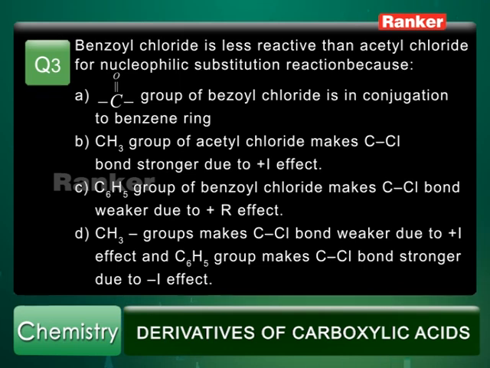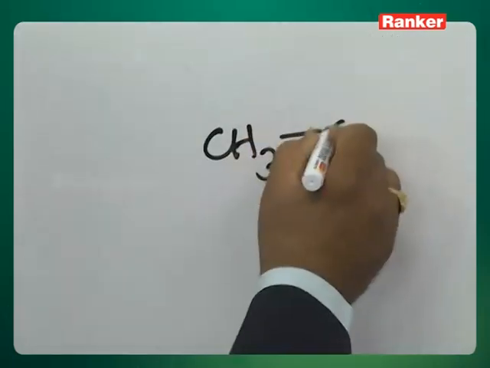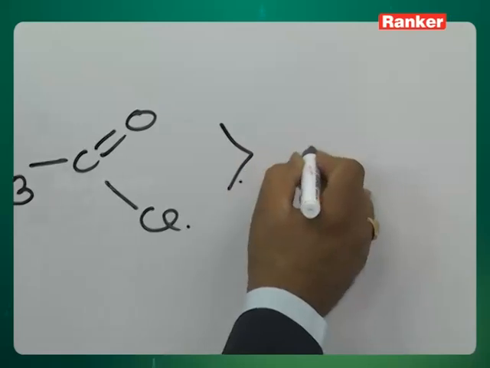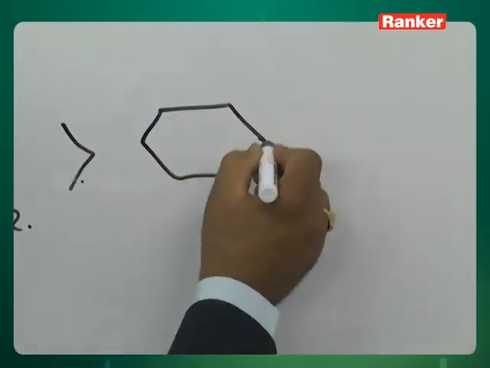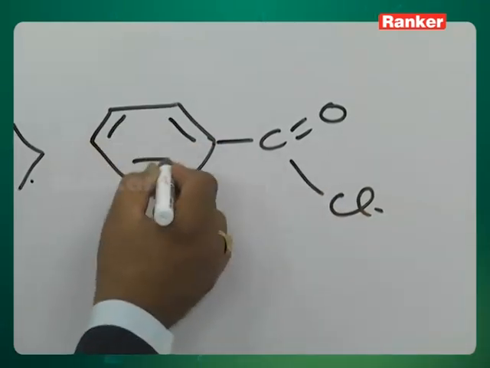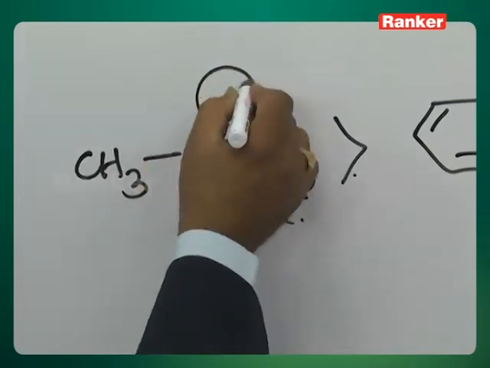4 options are given. So, what is happening here? CH3COCl is more reactive than the benzene COCl. There is a good resonance between this lone pair and the double bond.